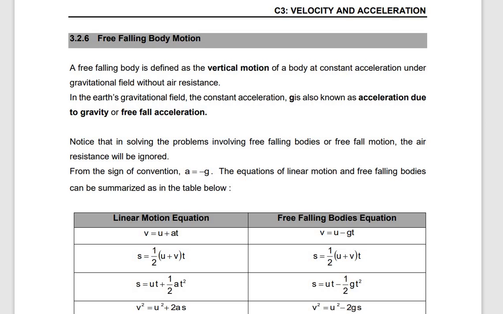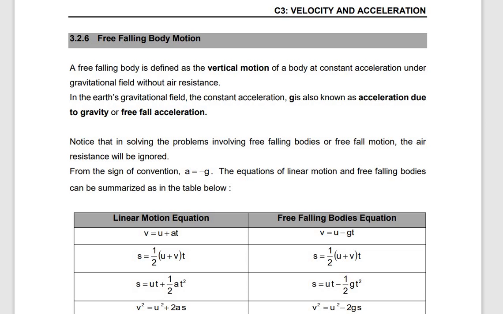From the sign convention, okay, sekarang daripada yang asal tu kita ambil dia sebagai a. So now your acceleration is negative g. Why is it negative? Sebab dia punya gravity tu ke bawah. So kalau paksi y ke atas dia positif, ke bawah downwards dia akan negatif.